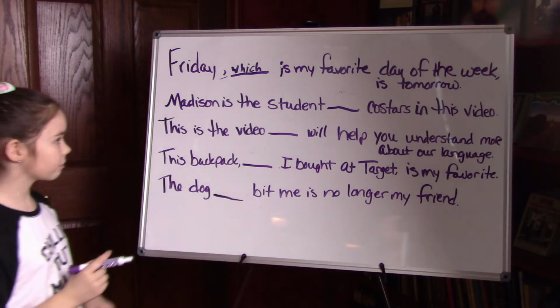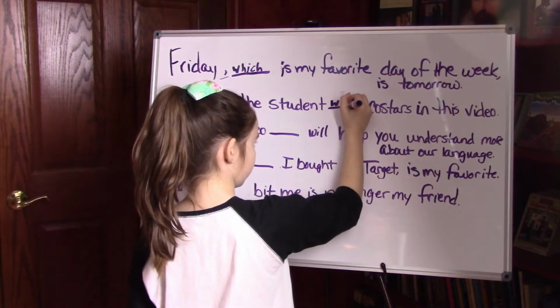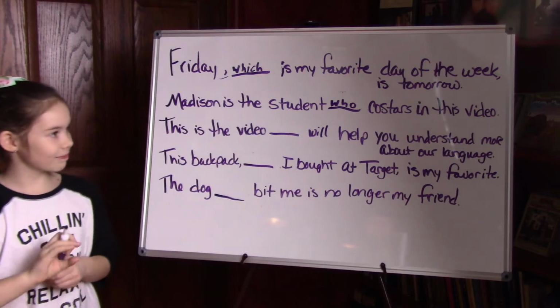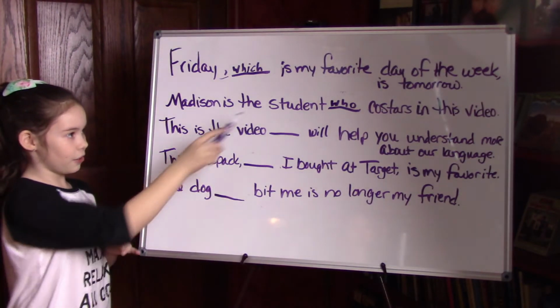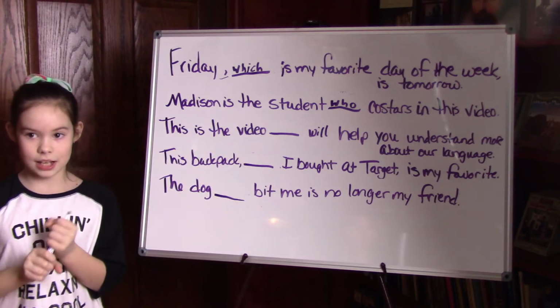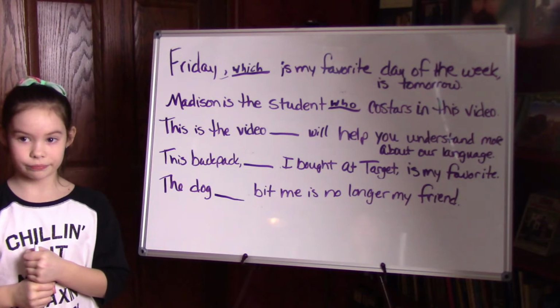Very good. Number 2, Madison is the student who co-stars in this video. That's you. Okay, why did you choose who for there? Tell us about your thinking. Because who follows student because it is a person and it's not a thing. Very good. Okay, the next one.